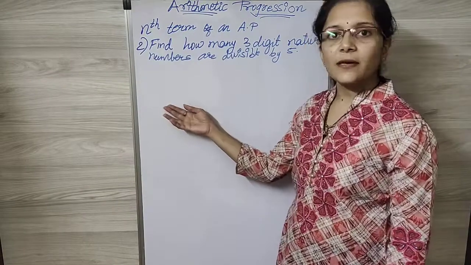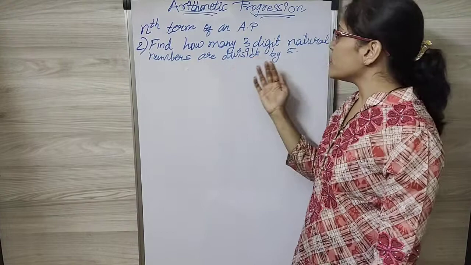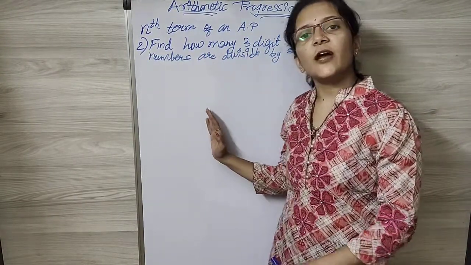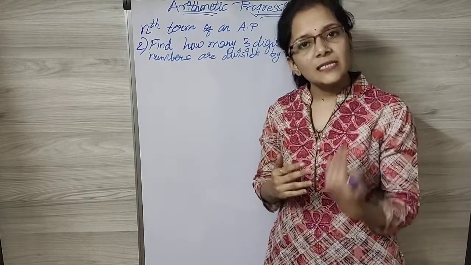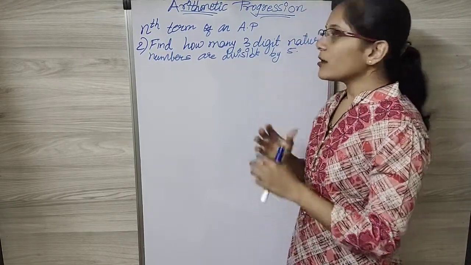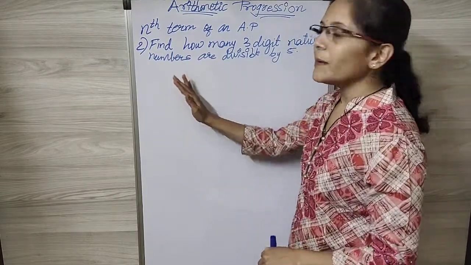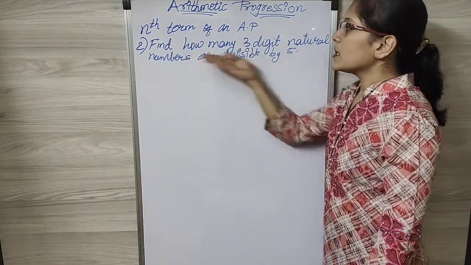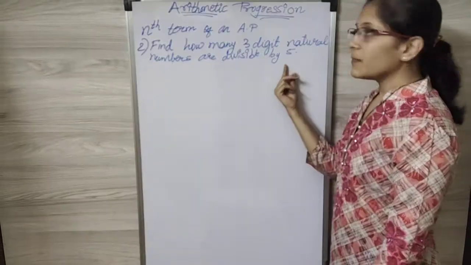Now the second sum is, find how many 3-digit natural numbers are divisible by 5. In this type of questions, each and every question will be different, but the method and the formula will be the same. Just the number or the sequence has been changed. Need not be confused or panic. Now see here, find how many 3-digit numbers are divisible by 5.